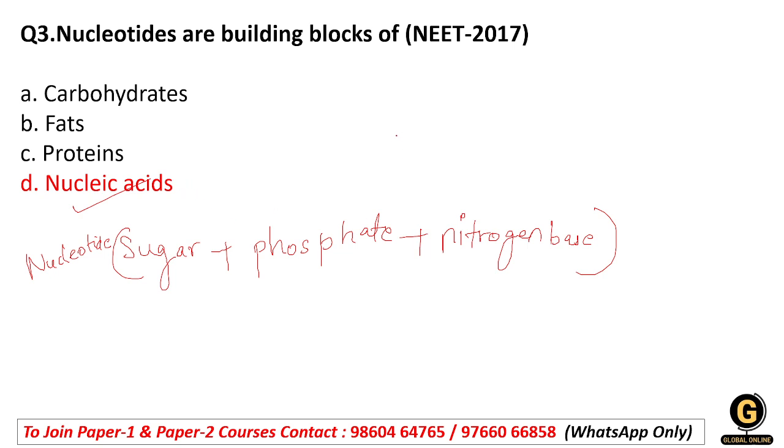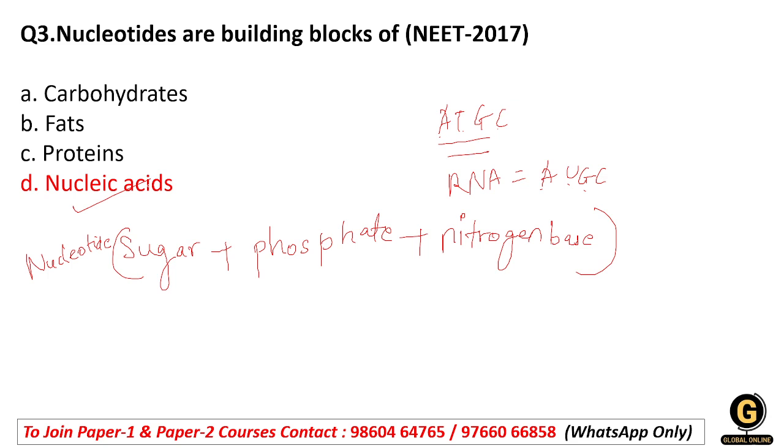Right? Which nitrogen bases, students? A, T, G, C. Right? Adenine, thymine, guanine, cytosine. Right? And in the case of RNA, which are they? A, U, G, C. Adenine, uracil, guanine, cytosine. Yes, so the nucleotides are nothing but the building blocks of the nucleic acid, because DNA and RNA are nothing but the nucleic acids.